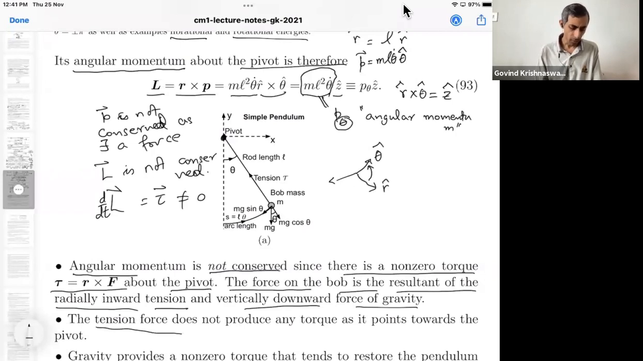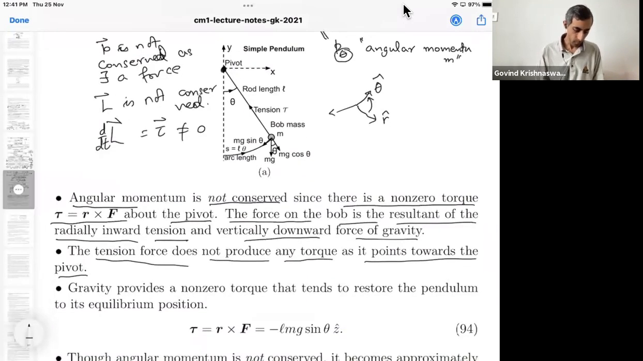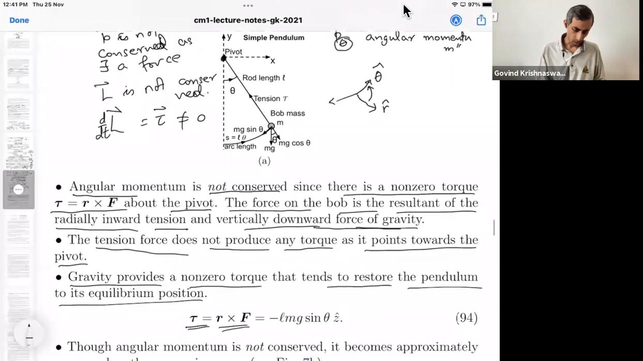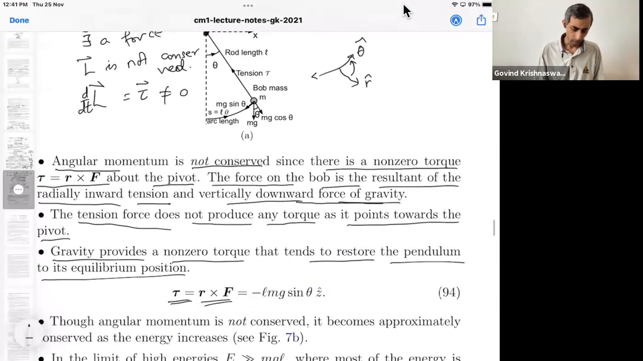So now the tension force does not produce any torque as it points towards the pivot. Whereas the weight of the bob, the downward force of gravity, does produce a torque. Gravity provides a non-zero torque that tends to restore the pendulum to its equilibrium position. So let us compute this. Tau is equal to R cross F. Recall that R, let me write down the formula here.